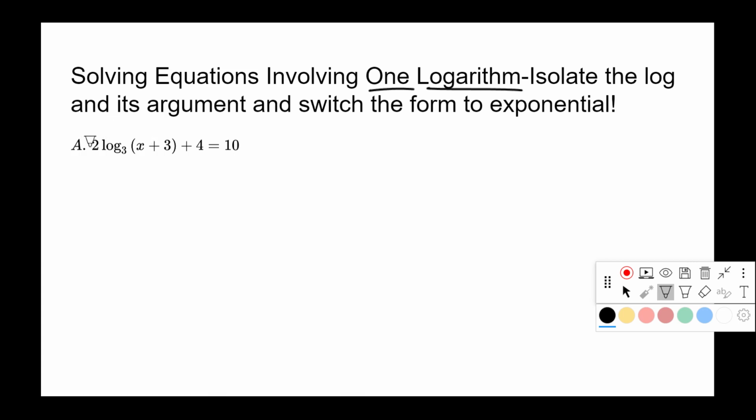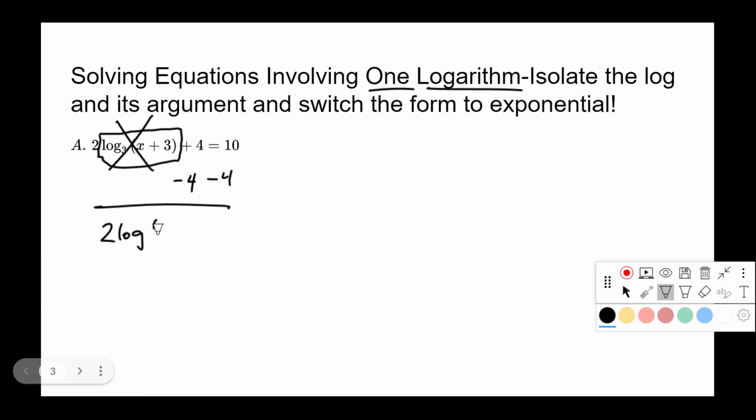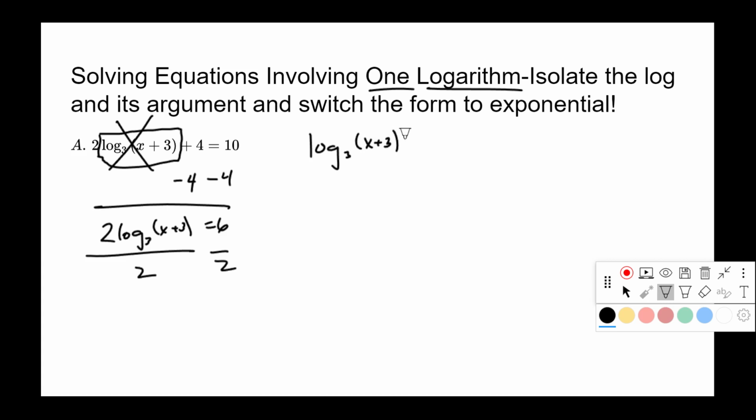So, letter A, I'm asking you to solve 2 times the log of x plus 3 base 3, plus 4, equals 10. Note, x plus 3 is the argument of this log. The plus 4 is not inside the argument. So I want to isolate the log and get that by itself. Consider it like your variable x. If that was my variable x, how would I solve this equation? Well, I'd subtract 4. That gives me 2 log of x plus 3 base 3 equals 6. Then I'd divide by 2, and I'd have log of x plus 3 base 3 equals 3.